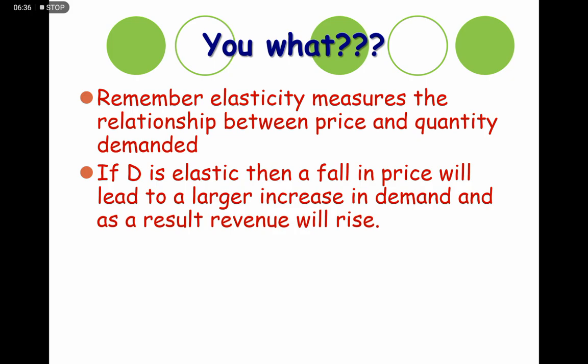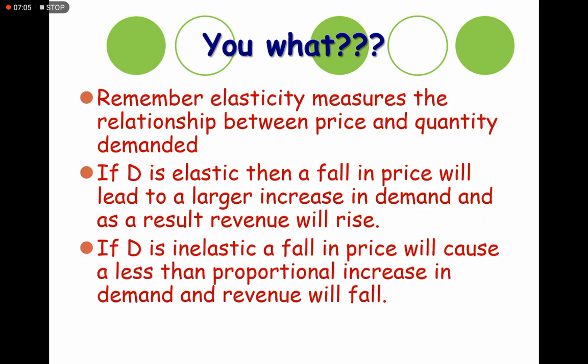If demand is elastic, then a fall in price leads to a larger increase in demand, and because of that my revenue went up. That's what happened on the slide. My revenue was £10 when I had one sale at £10 per unit, then I lowered it to £9 and increased my sales to 2 units. 2 units times £9 gives me a total revenue of £18. Revenue is increasing. Okay.